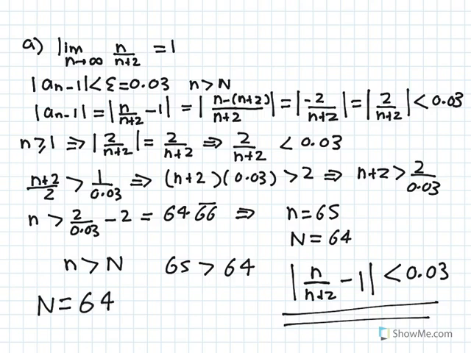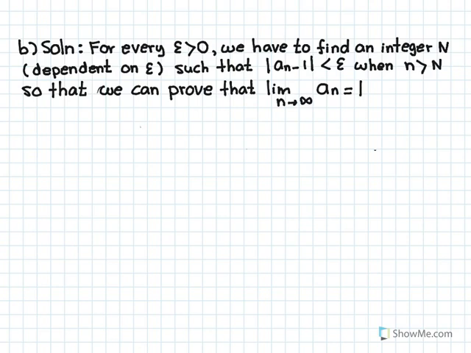All right. So part B, for every epsilon larger than 0, we have to find an integer N dependent on epsilon such that the difference between an and the converging limit is less than epsilon when n is bigger than N. So we can prove that the limit as n goes to infinity of an is equal to 1. We want to prove it using a formal definition. We've already proved it the easy way, just dividing by the highest power.